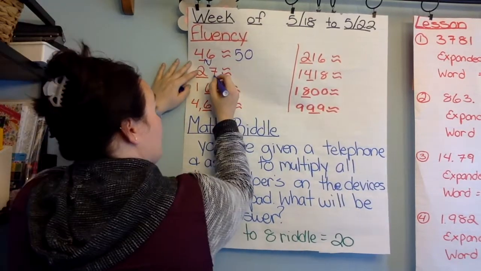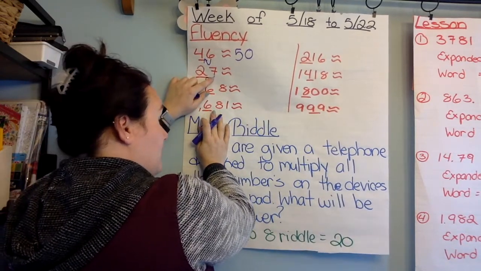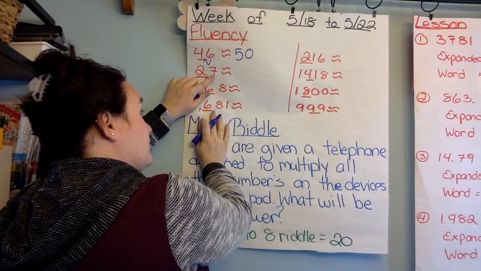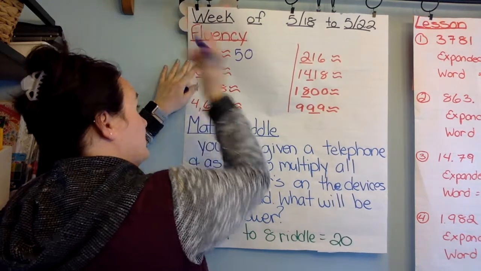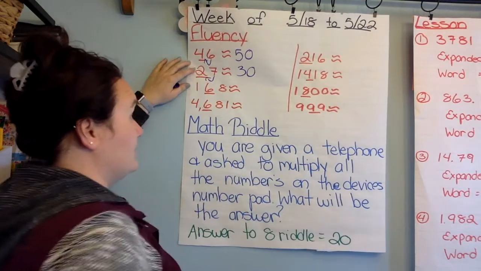Moving on to 27. 7 tells the 2 what to do. Because the rule is 5 and above, rise above. The 7 is larger than 5. 7 is going to tell the 2 to rise above, go up to a 3, and it's going to be replaced with a 0. Okay.